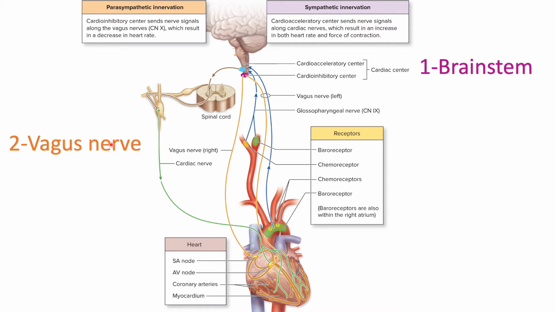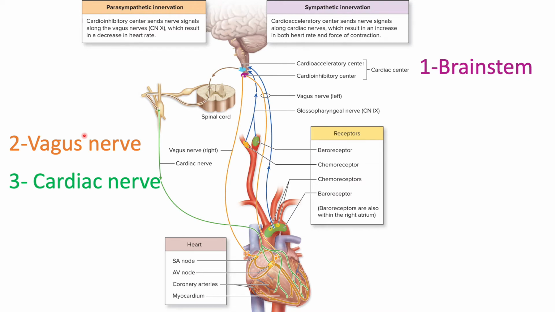And the vagus nerve, I've kind of color coordinated this here, so that's going to be shown in orange. The vagus nerve innervates the heart and is going to send cardioinhibitory signals via that parasympathetic pathway, the vagus nerve. So we can decrease heart rate in that manner.